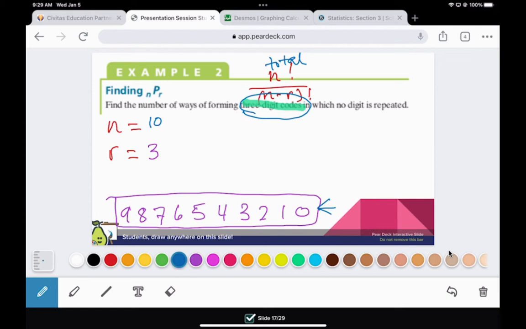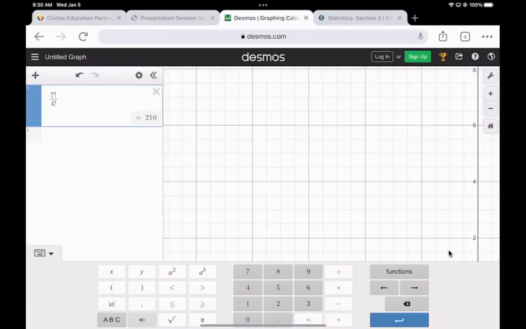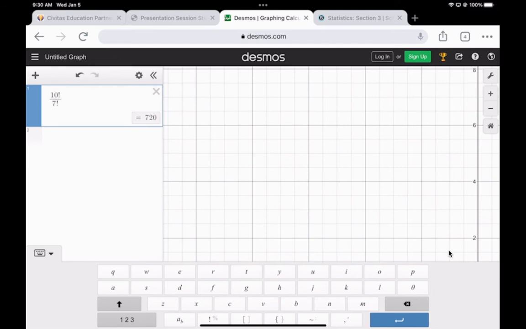So a question for me: how I got 10 for n and 3 for r. Is that okay? Because everything else is going to work out now. Once you have n and r, we can just use the formula we know: 10 factorial over 10 minus 3 factorial, which is 10 factorial over 7 factorial. And you can use the decimal calculator to type it in: 10 factorial divided by 7 factorial, which gives me 720.